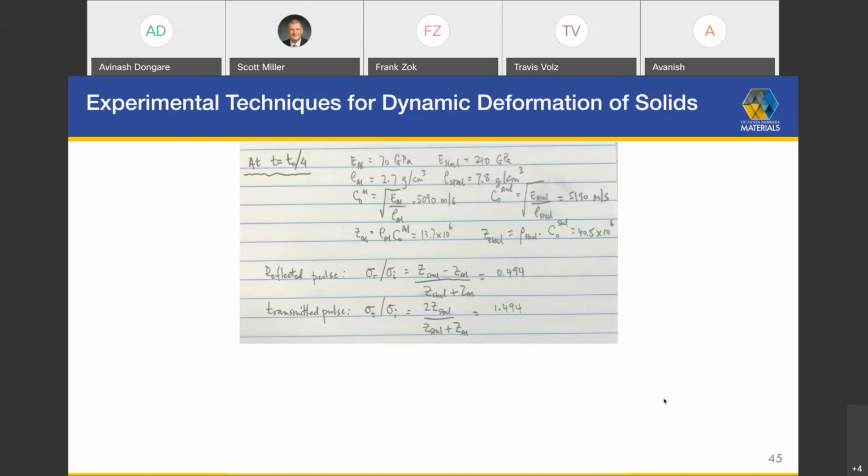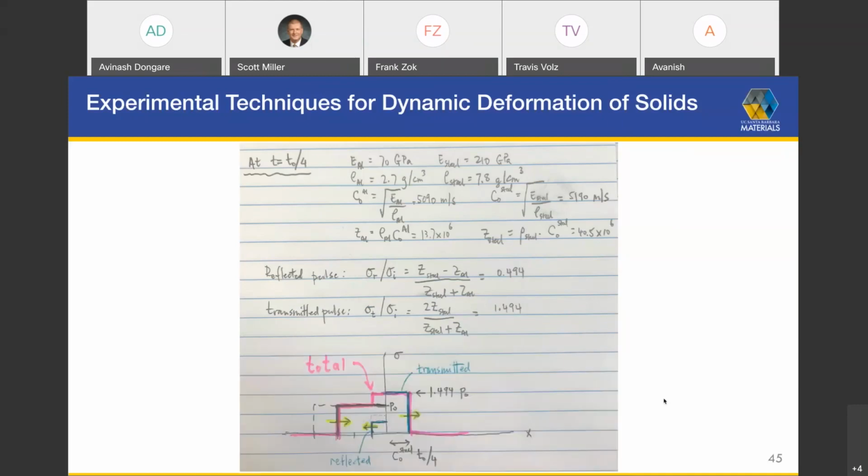The transmitted pulse is given by twice the acoustic impedance of the steel, divided by, again, the sum of the two acoustic impedances. And if we normalize that by the incident stress, we get a number of 1.49. Okay? So if we want to represent that result graphically, here it is.